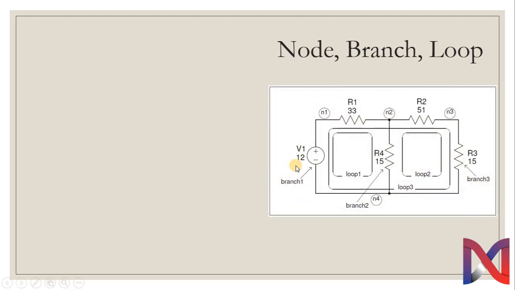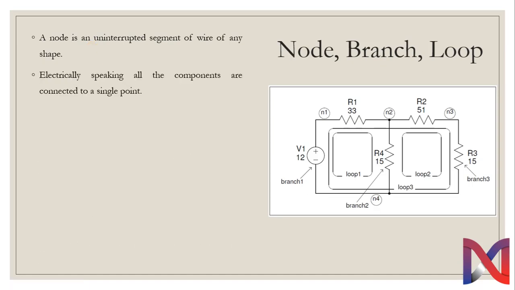Consider this circuit. We have the definition of a node as an uninterrupted segment of a wire of any shape. Electrically speaking, all the components are connected to a single point. Here we have four nodes. First node is N1, which is the entrance point of the circuit. Second is node 2, at which three different points are interconnected in a single point. Third node is here, and here we have fourth node where a branch is connected.